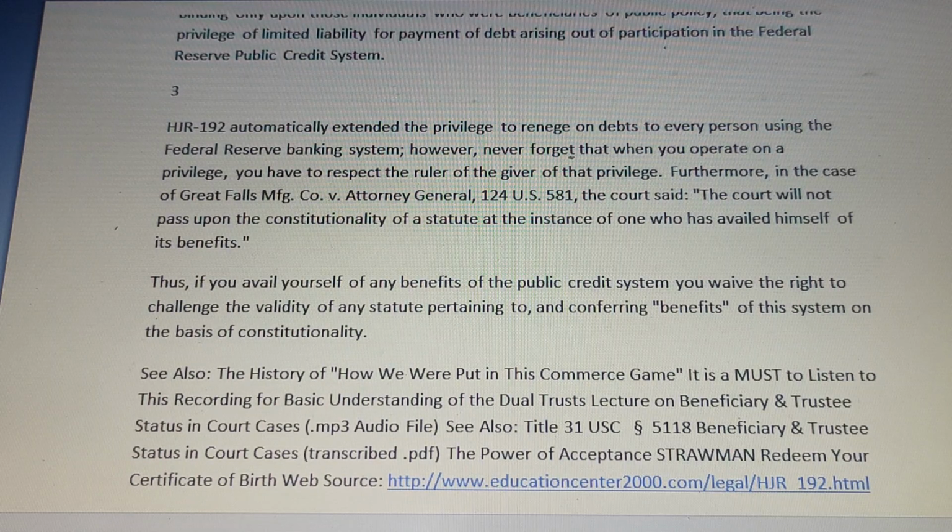See also the history of how we were put in this commerce game. It is a must to listen to this recording for basic understanding of the dual trust lecture on beneficiary and trustee status in court cases. MP3 audio file. Also see Title 31 USC 511A, beneficiary and trustee status in court case. Transcribe PDF, the power of acceptance, straw man, redeem your certificate of birth, web source: http://www.educationcenter2000.com/legal/HJR192.html.